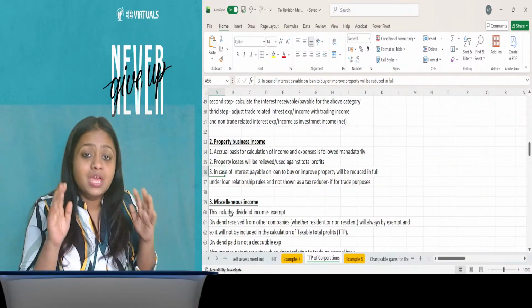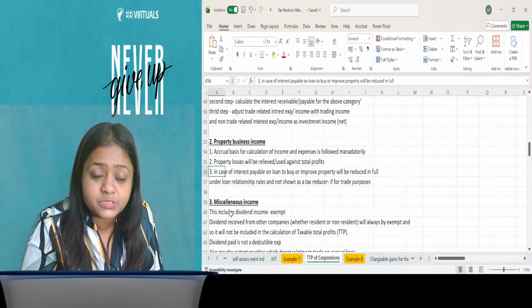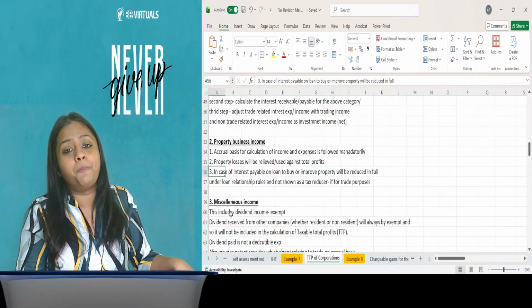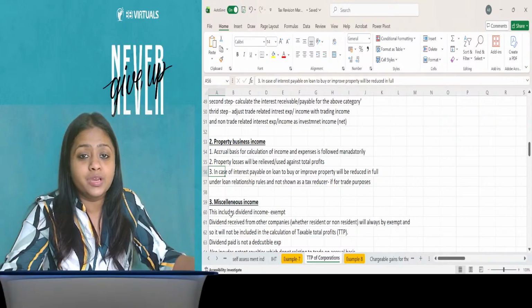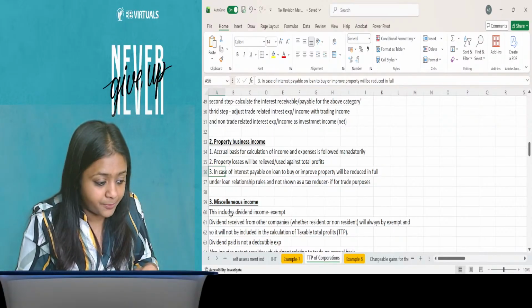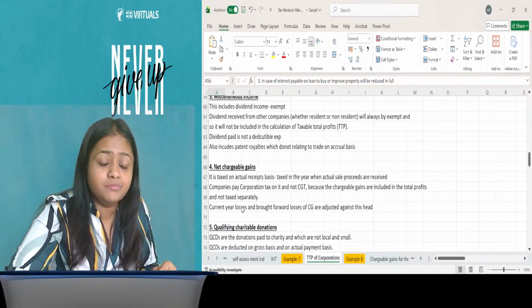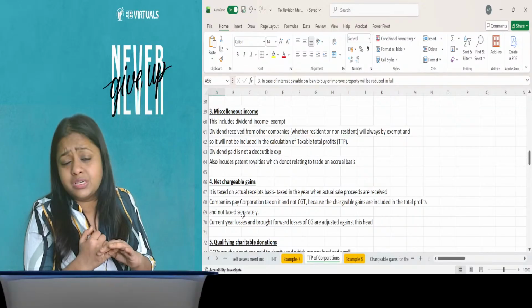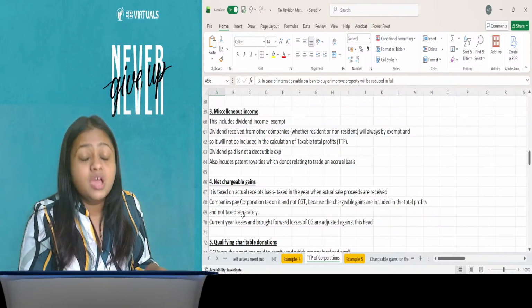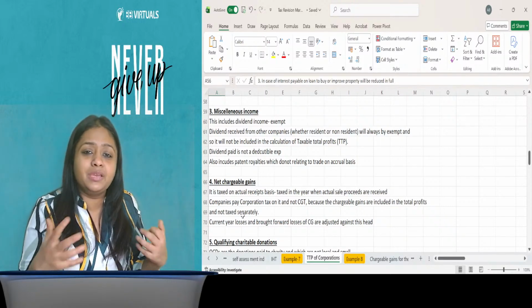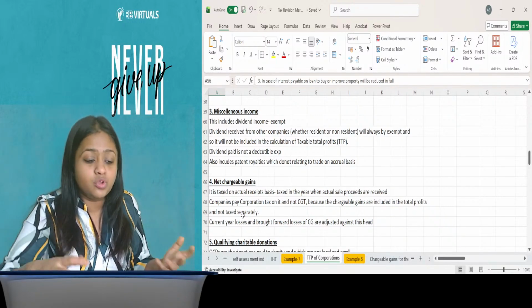Done? Good. And now when we study the groups, we will study that the excess property loss will also be benefited under group relief. So that I will cover in that chapter. Now let's go to miscellaneous income. That simply says dividend income is not taxed for companies. Neither is a dividend paid allowed as an expense. And the miscellaneous income is like the patent royalties that we receive for the non-trading part.